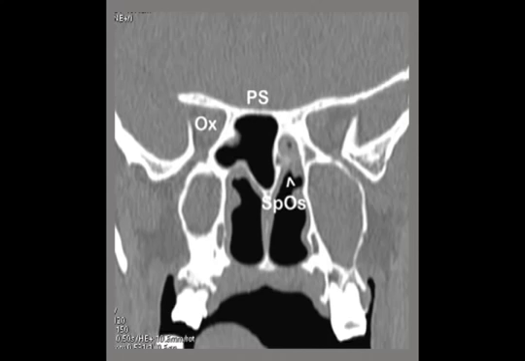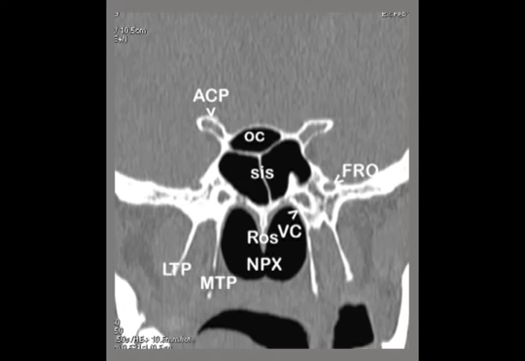The next cut showing the natural sphenoid orifice, the ostium, SPOS, and you can see the right dominant sphenoid. Always look at the sphenoid sinus pneumatization in every CT scan if you want to do skull base surgery. That's the planum sphenoidale marked PS and the OX, orbital apex. Even though you find some disease, never look at it right now.